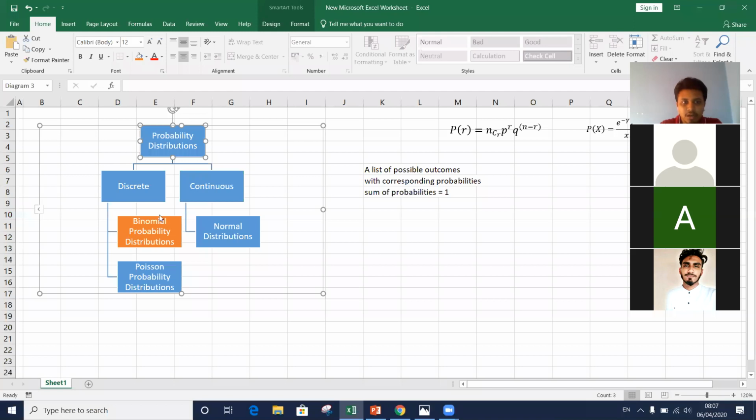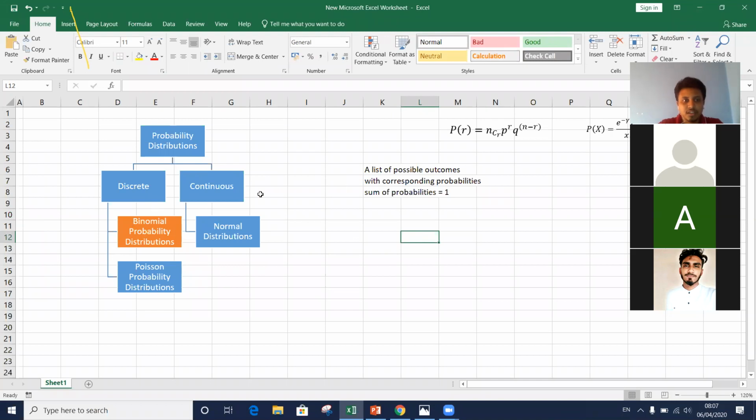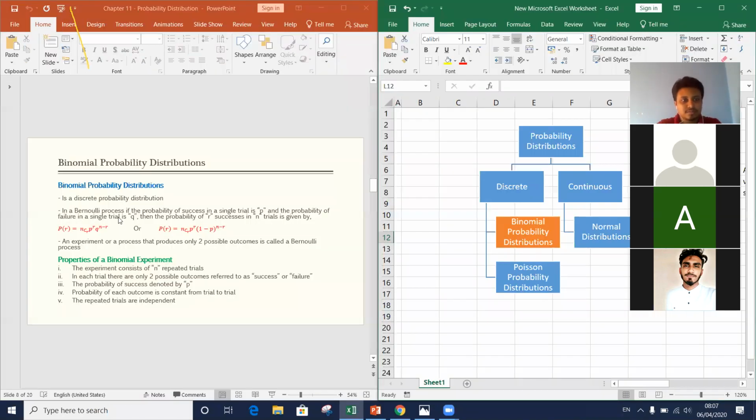The binomial probability distribution is one kind of probability distribution. So how can we differentiate these binomial probability distributions from these probability distributions? How can we identify? Right. What does it say in the presentation?